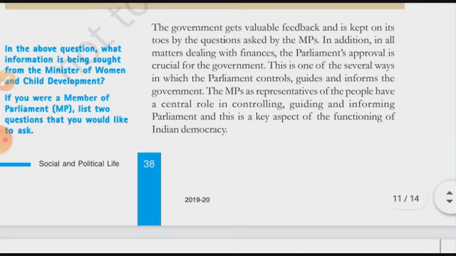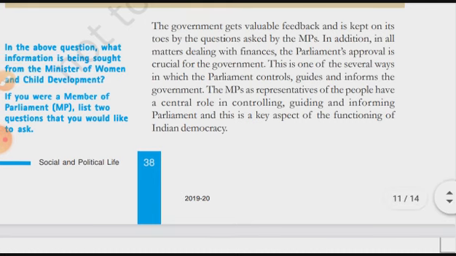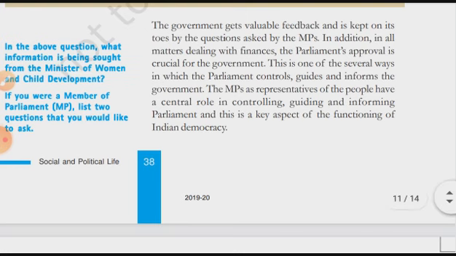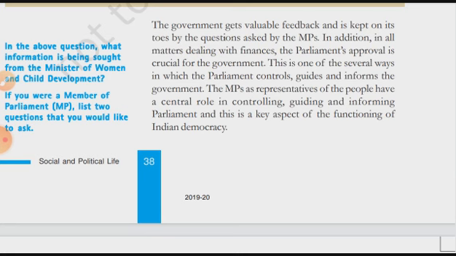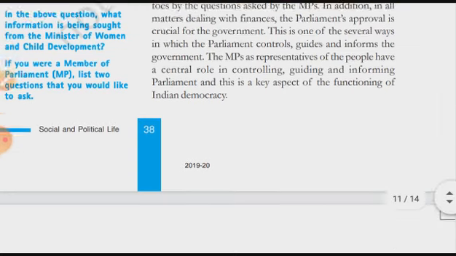Here they have shown how the MPs, as representatives of the people, have a central role, how they play a key role in controlling, guiding and informing the government, and this is the main aspect of the functioning of Indian democracy for the welfare of the citizens.